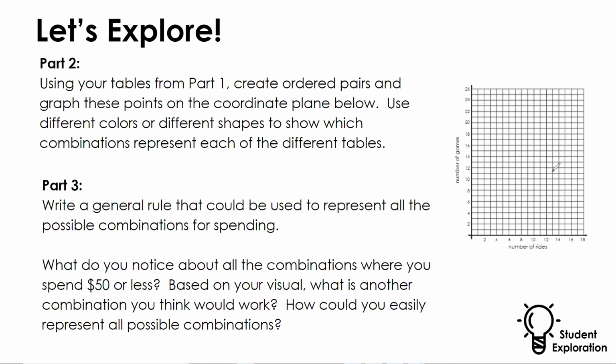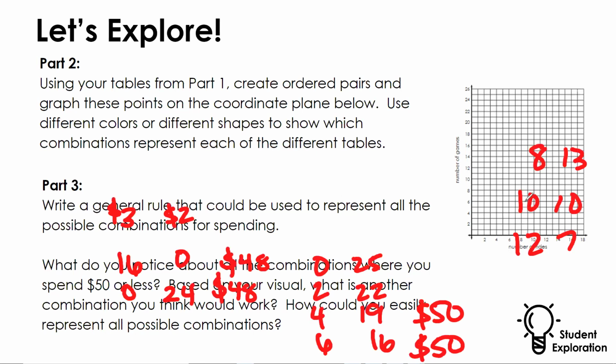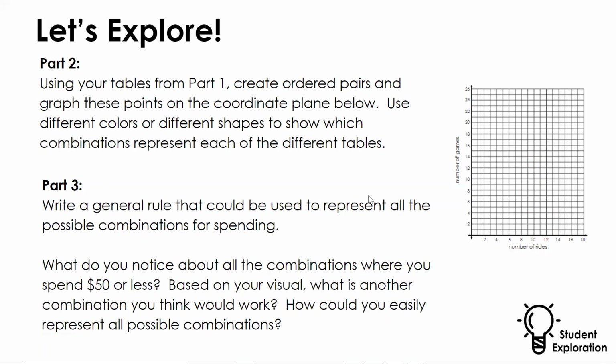So again, those points could be 8, 13. 8, 13 is exactly $50, so I would put an X there. 10, 10 is exactly $50. I would put an X there. I would fill that out. I'm going to post on the screen in just a second what that solution should look like.